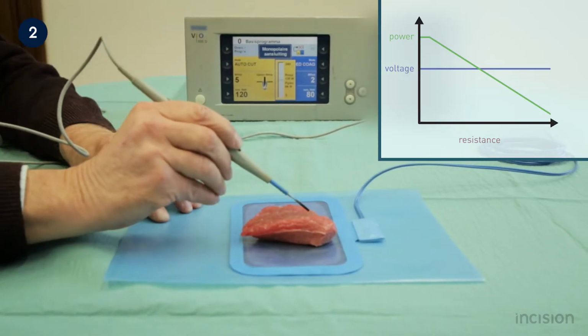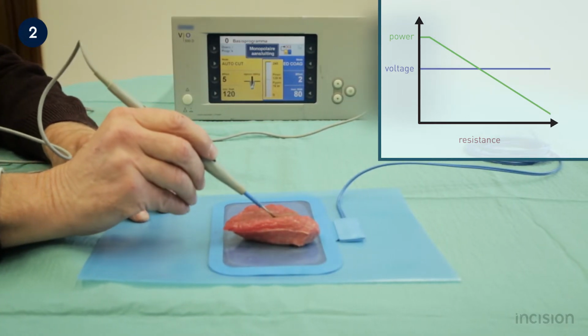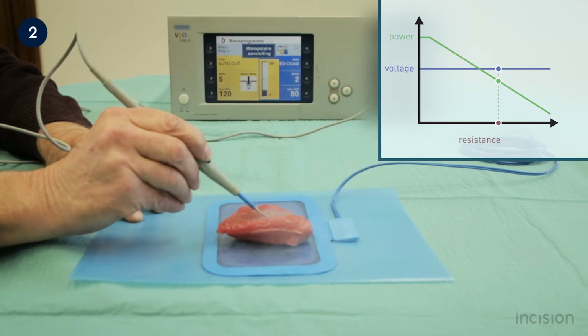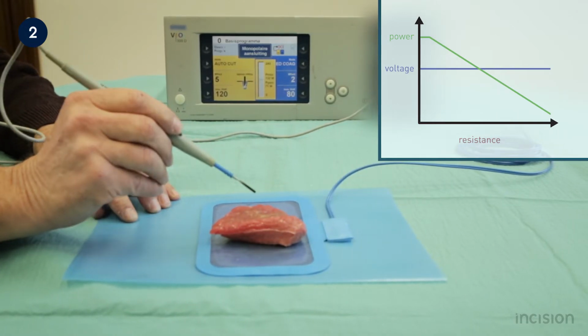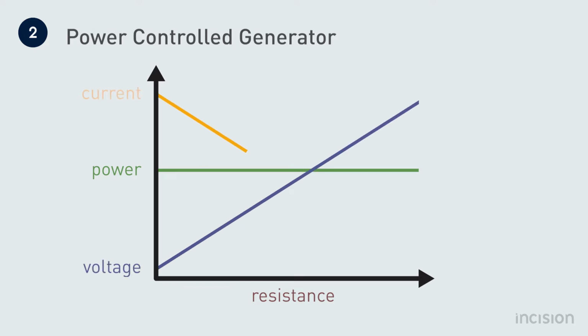This is shown here for slight contact with the tissue, resulting in high electrical resistance, and complete contact with the tissue, resulting in low electrical resistance. In a power control generator, both the voltage and current are adapted to maintain a constant power. As again described in Ohm's law, the ratio between voltage and current changes depending on the resistance. As a result, the voltage is increased as the resistance increases. Thus, the tissue effect can change depending on the electrical resistance in the tissue.